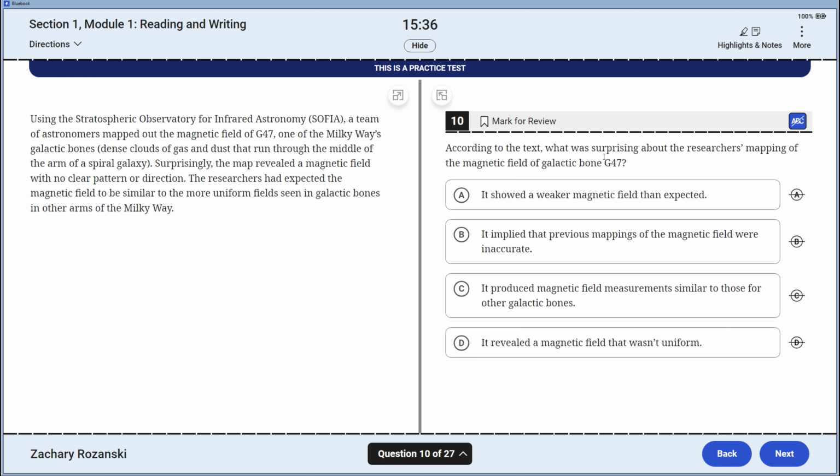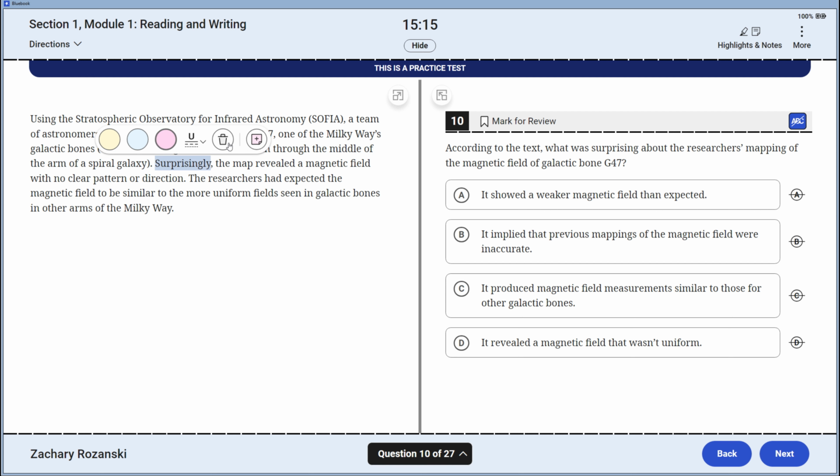According to the text, what was surprising about researchers' mapping of the magnetic field of galactic bone? So what's surprising about galactic bone? So we're going to, according to the passage, read the text, trying to find this detail, and then we're going to dig in. Using Sofia, a team of astronomers mapped out the magnetic field of G47, one of the Milky Way's galactic bones, dense clouds of gas. This is describing it, dense clouds of gas.